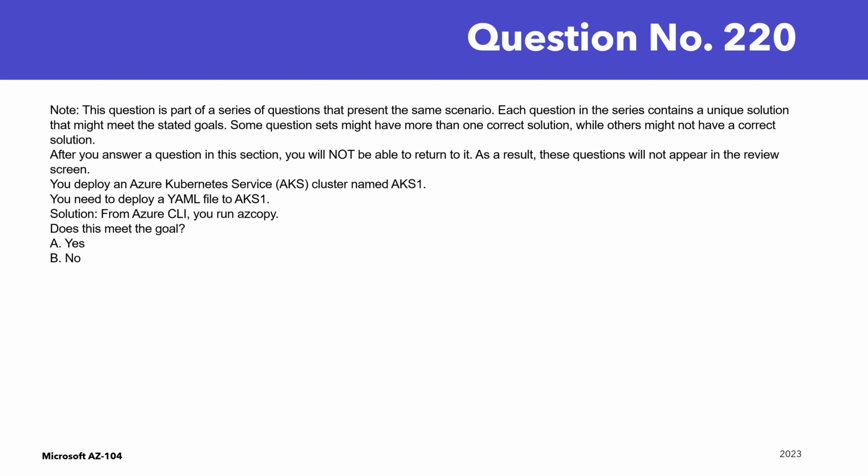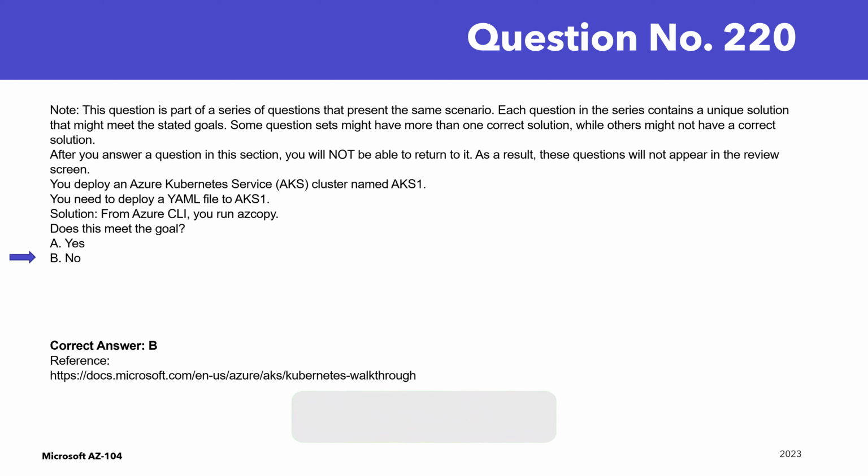You deploy an Azure Kubernetes service, AKS, cluster named AKS1. You need to deploy a YAML file to AKS1. Solution: from Azure CLI, you run az copy. Does this meet the goal? A. Yes. B. No. Correct answer: B.